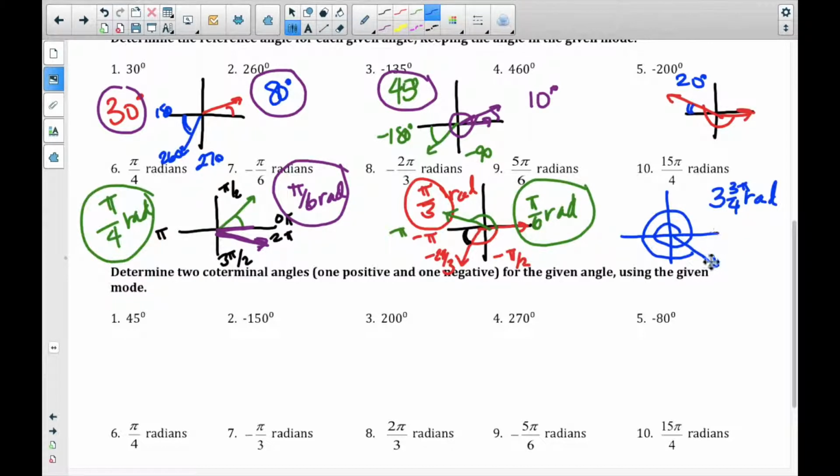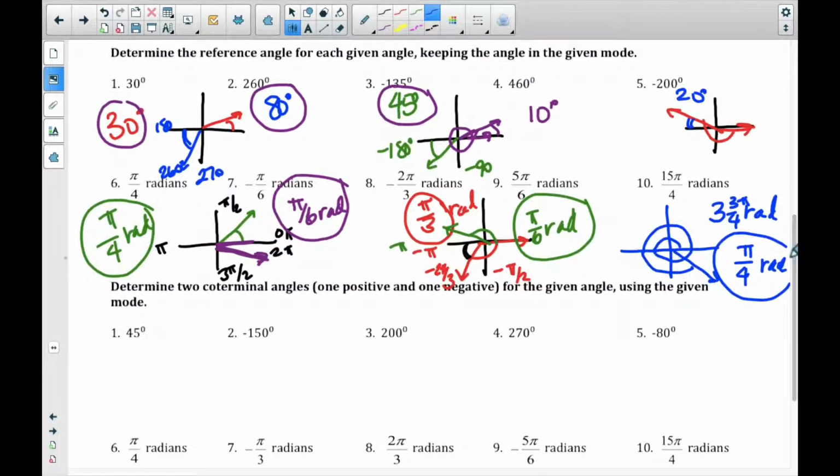Now, how far away from the x-axis is that? Well, it's 3 3/4. We would just have to go another fourth to get to our destination. So that's pi over 4 radians. Okay, that is reference angles.